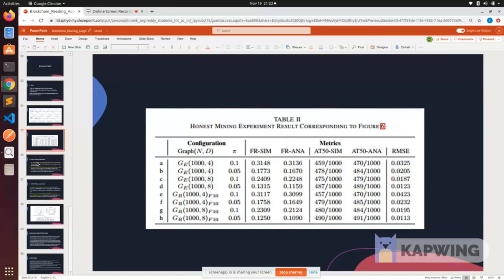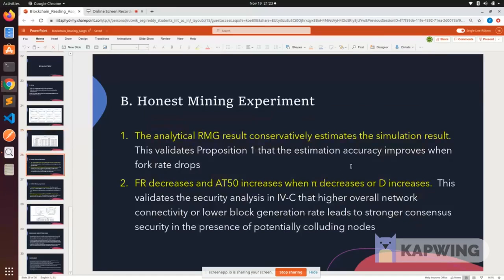This validates our proposition 1 that the estimation accuracy improves when fork rate drops. And the second thing is that fork rate decreases and the 50% threshold increases when pi decreases or d increases. This validates the security analysis of what we said before, that higher overall network connectivity or lower block generation rate leads to stronger consensus security in the presence of potential colluding nodes.